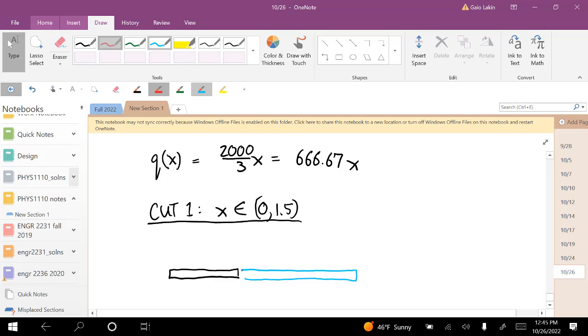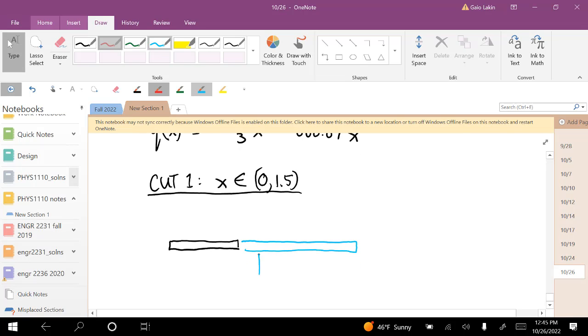Here's the free body diagram. So we have this force here that doesn't really occur. I mean, it really occurs, but it's not on the piece that we're isolating. We have these forces that aren't included. We do have this 500 over here.